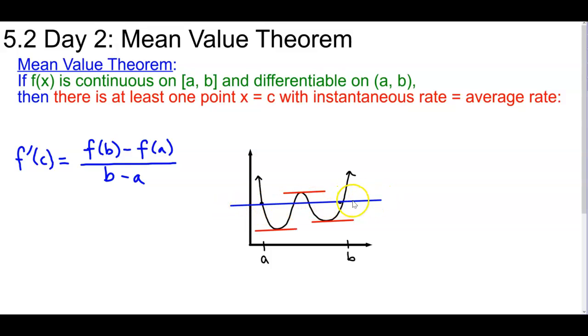Here's our quick little image. We have our secant line, and this function is closed and continuous, so therefore we have at least one. In this case, we have three different locations where the tangent line is the same as the secant line. All right, let's try this problem here really quick.